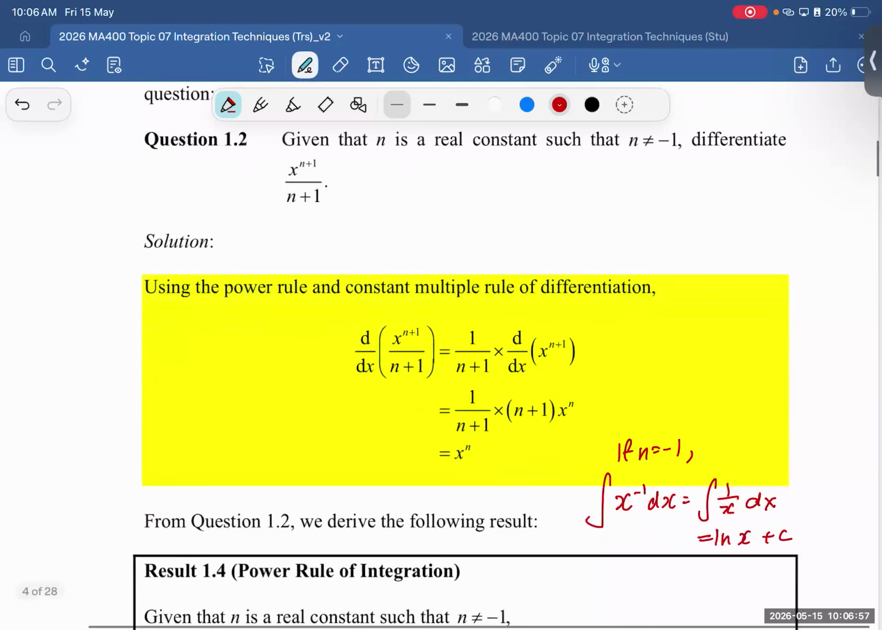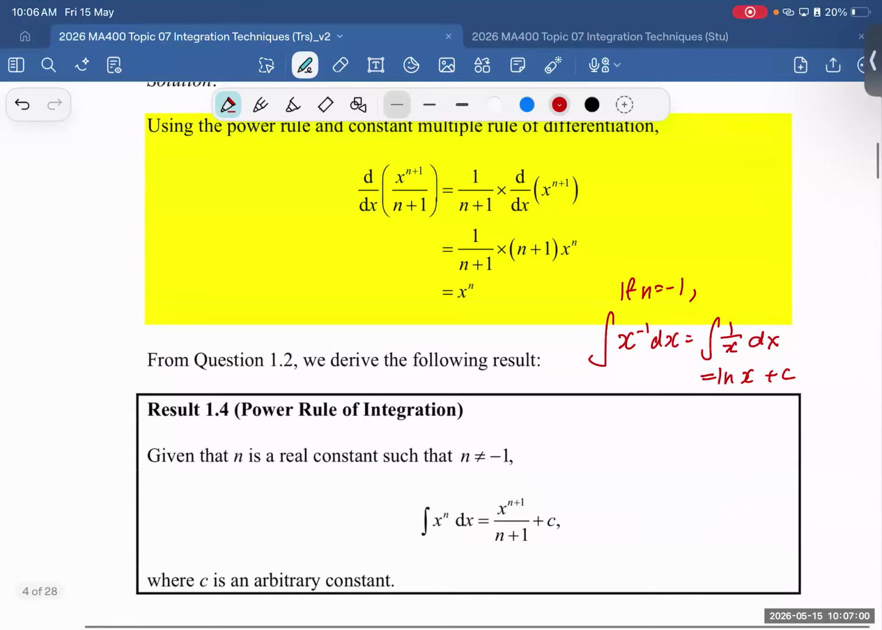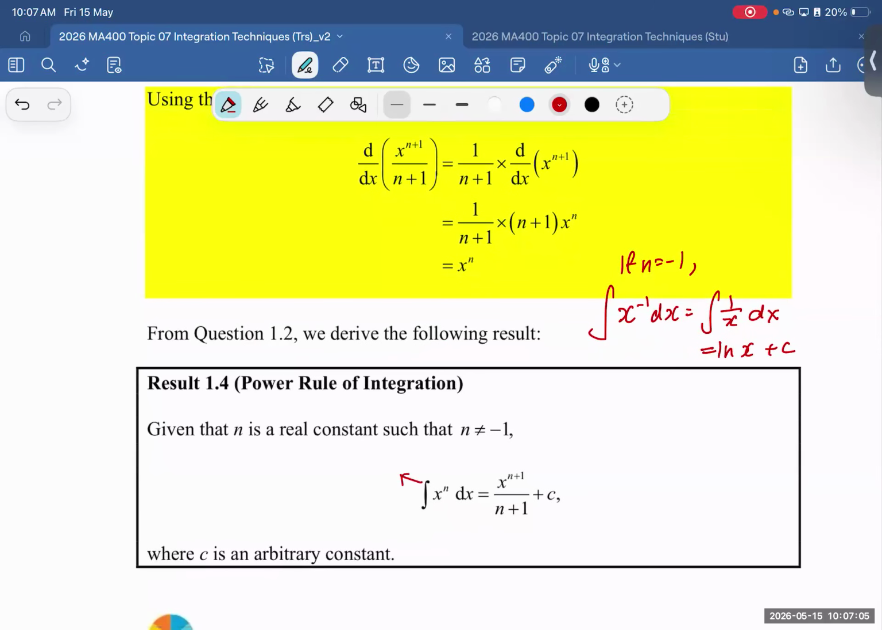Let me now properly introduce this. When we integrate, this sign means integrate, and this means with respect to x. Then you must know the names of the verbs. The result is x to the power n plus 1 divided by n plus 1 plus c, where c is an arbitrary constant. Do you need to write this in exam? For now, I will tell you yes, you need to write down where c is an arbitrary constant. Clear so far?